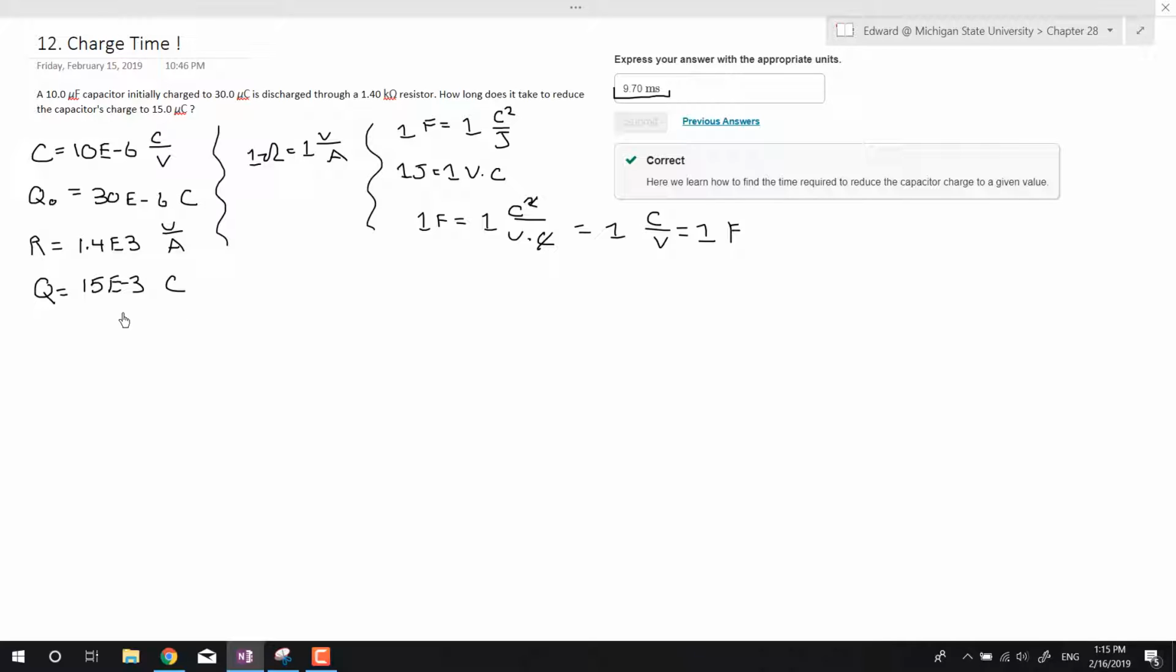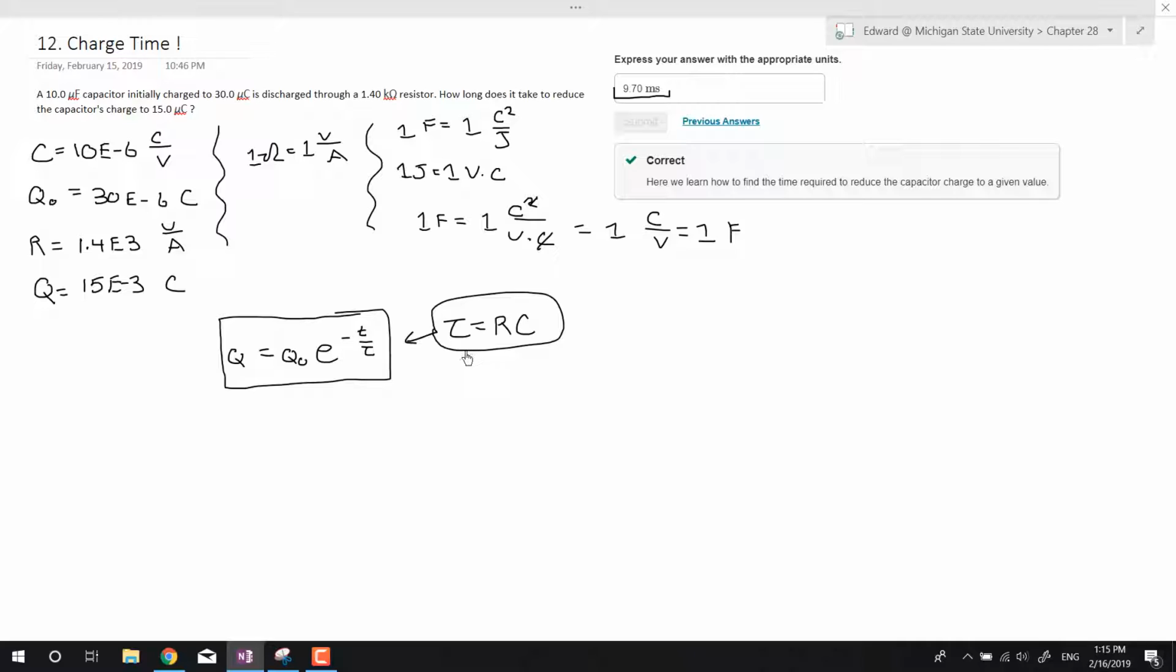Okay, so how do we go about doing this now? Well, we have to know the equation for this. One equation to know is Q is equal to Q naught e to the minus t over tau, and this looks like an exponential decay function, right? So we're going to be using this, but what is tau? T is time, we know Q naught and Q. Tau is actually R times C, the resistor times the capacitor, so that's also another equation we're going to be plugging in. Let's go ahead and rearrange this equation to solve for time.